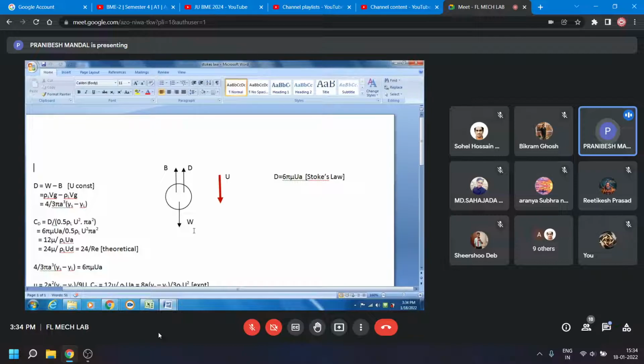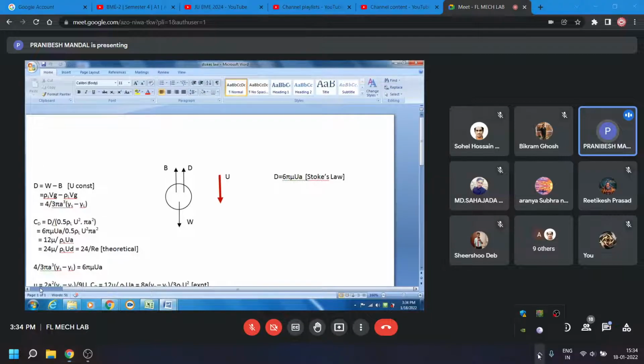CD is nothing but a dimensionless term. I actually divide this particular drag force with another force in order to make it dimensionless, because dimensionless terms often help us. Have you gone through fluid mechanics 2 yet? Yes sir. Then you should have come across dimensional analysis. Yes sir, Buckingham Pi. In Buckingham Pi dimensional analysis, you have come across many pi terms or dimensionless terms, and you know that dimensionless terms are sometimes important.